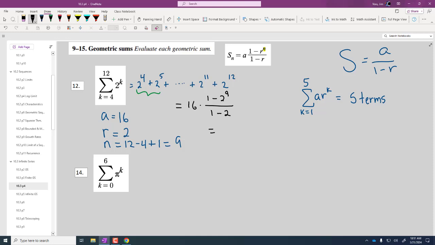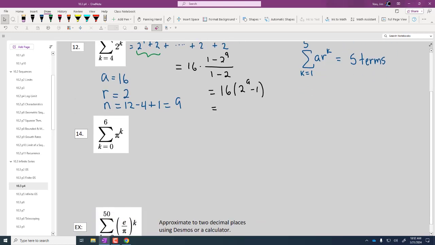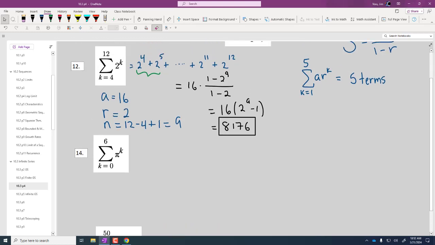I see that the denominator turns into a -1, so this could be pushed into the numerator, and we could make that 2 to the 9 minus 1. And did someone enter that into their calculator? 2 to the 9 minus 1 times 16. 8176. 8176, thank you. So that'll be the sum of that finite geometric series.